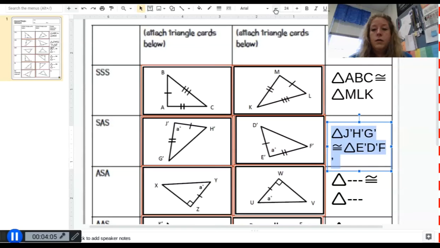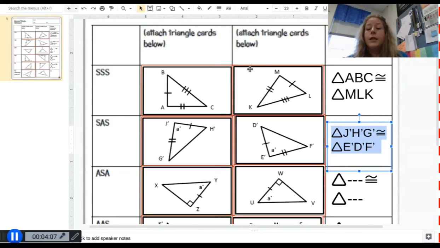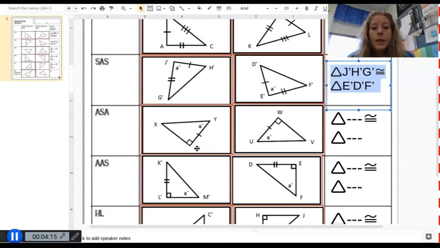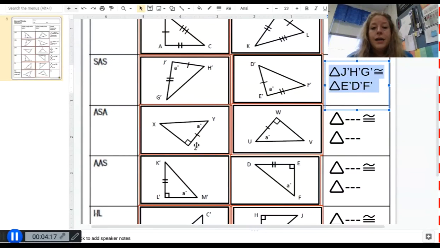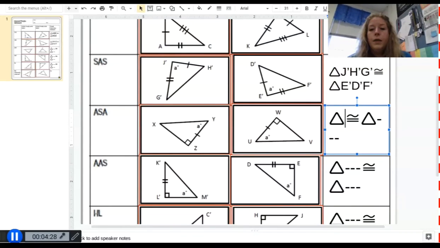Here we have angle, side, angle. See how the side is right in between the two angles? It's actually on the leg that they share. Angle, side, angle, as if you were tracing it around. So if I wanted to do ZYX, again, the order of the first triangle doesn't matter. The second triangle just has to match it. Z goes with W, Y goes with U, and X goes with V.